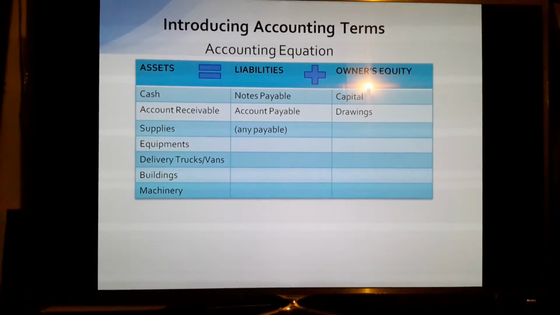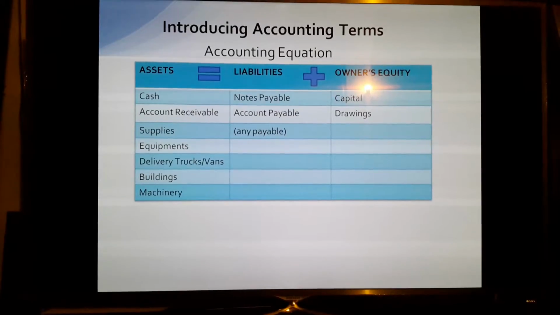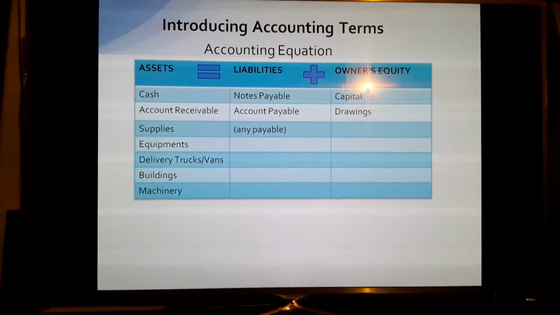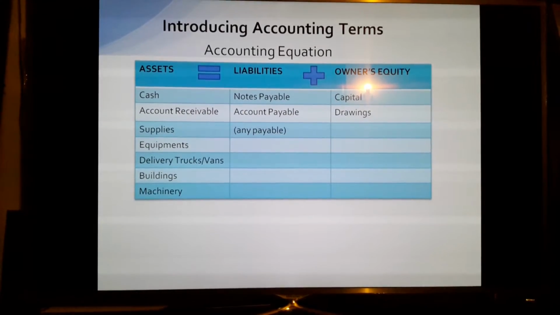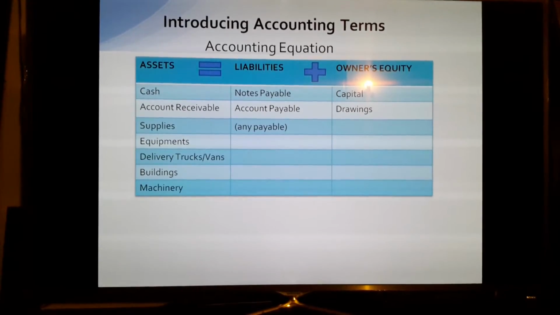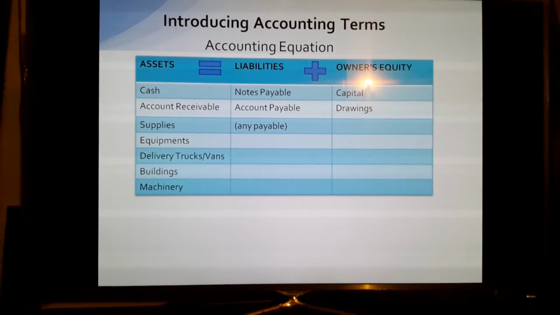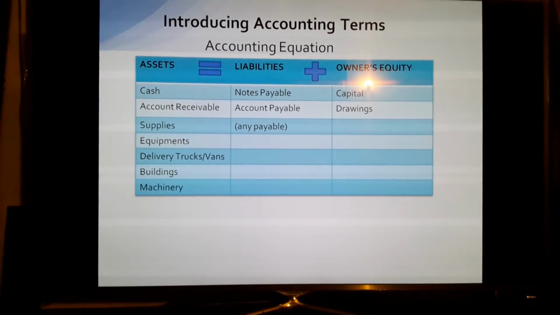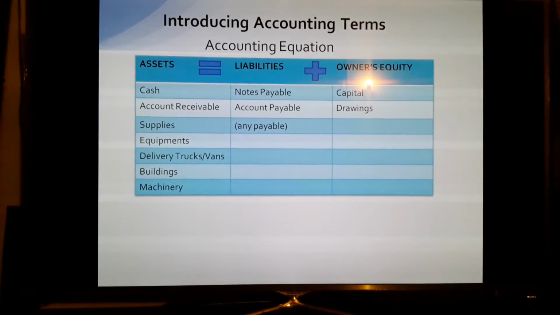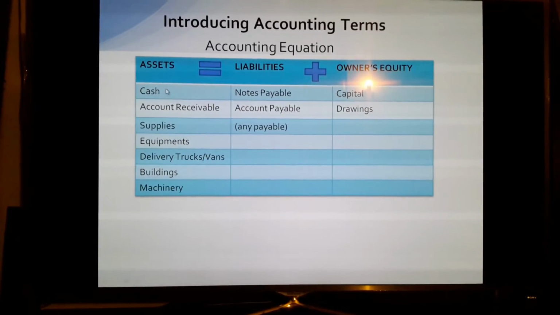So this is always the equation in accounting. Assets equal liabilities plus owner's equity. I have listed some assets which are cash, accounts receivable, supplies, equipment, delivery vans or delivery trucks, buildings, and machinery. These are your assets.